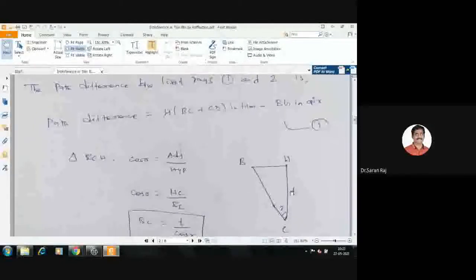So now we can calculate the BC value. How to calculate the BC value? In this angle, in this distance I want it. So how to calculate these values? With the help of the trigonometric formula.